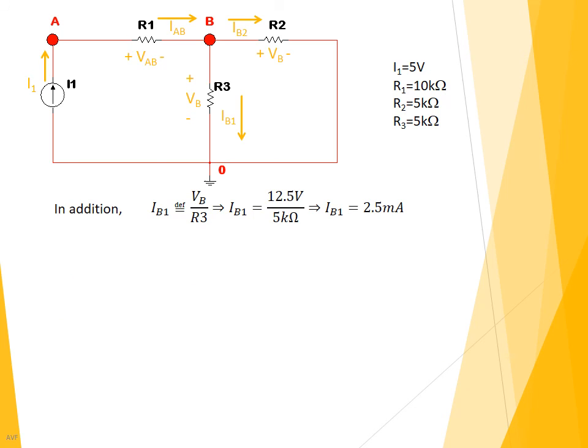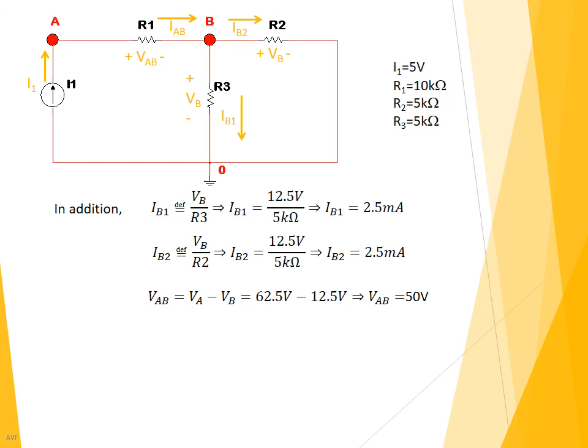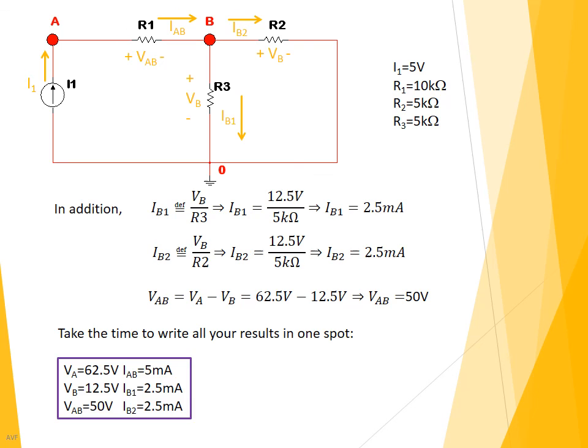In addition, I can calculate the currents going through the resistors R3 and R2. IB1 is equal to VB over R3, so IB1 is equal to 2.5 milliamps. IB2 is also equal to 2.5 milliamps because R3 is equal to R2, and VB is the same, obviously, across both resistors. I can also solve for all the voltage drops. VAB is equal to VA minus VB, so that's equal to 50 volts. And then I take the time at the end to write out all my results in one spot.